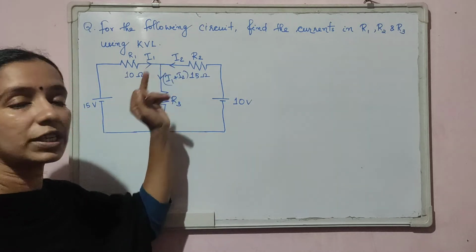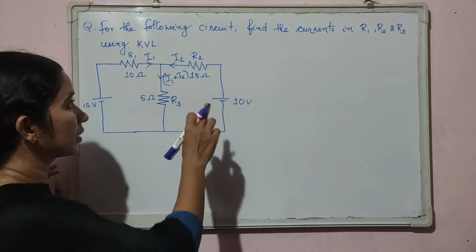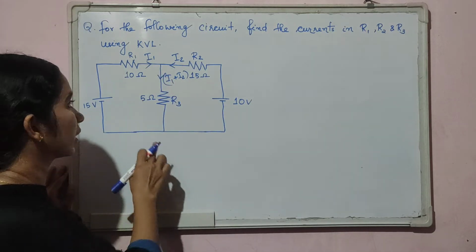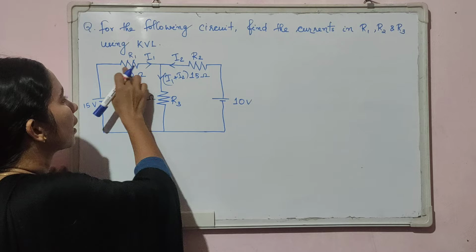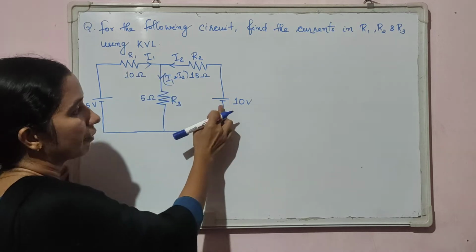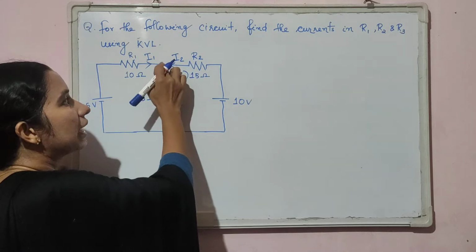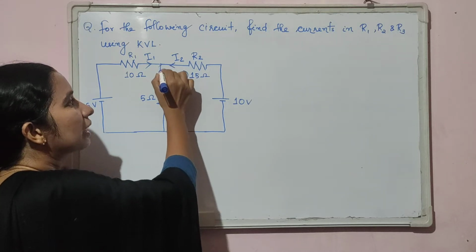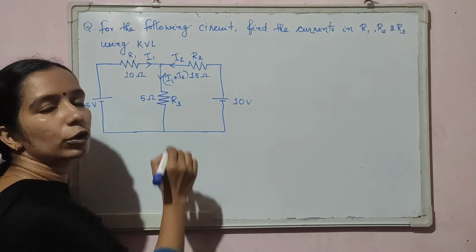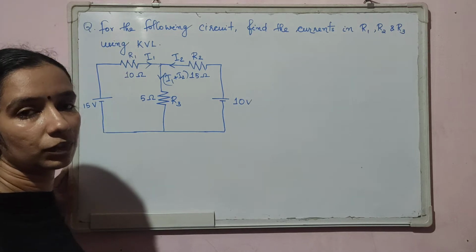The currents are already marked in this question. From this source, a current of I1 is flowing, and from this voltage source, a current I2 is flowing. These two currents add up at this point, and a current of I1 plus I2 is flowing through resistor R3.